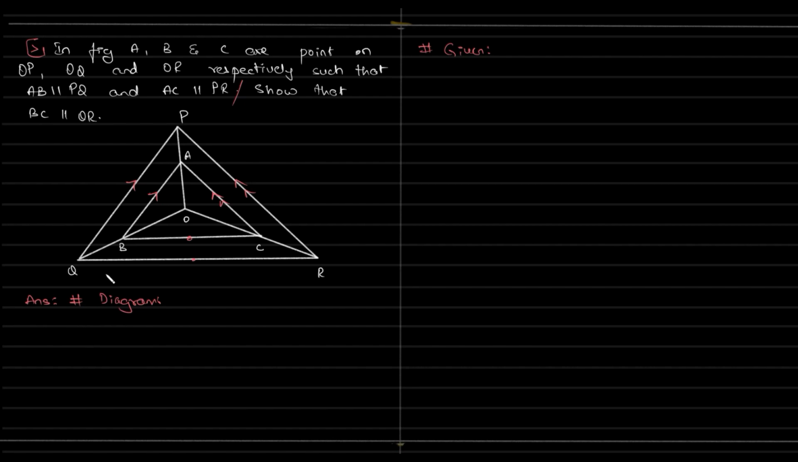Now, first thing is we look at AB being parallel to PQ. So which triangle should we consider? OPR, OP and R.